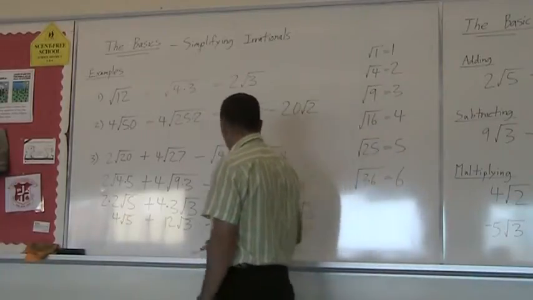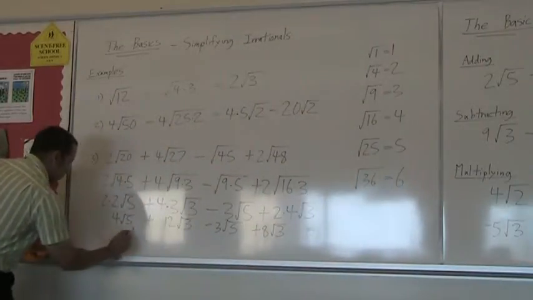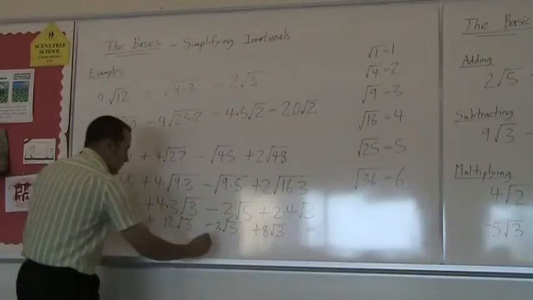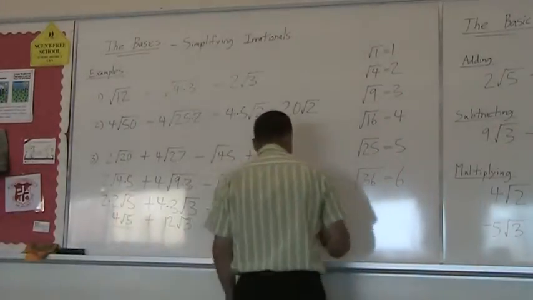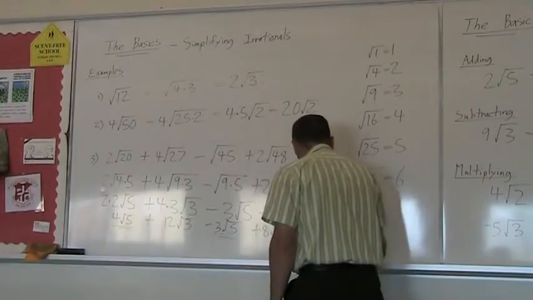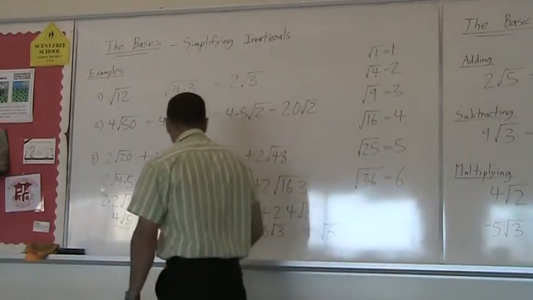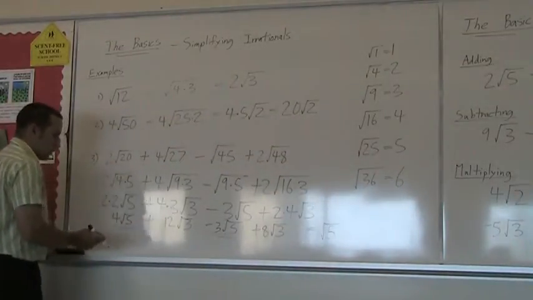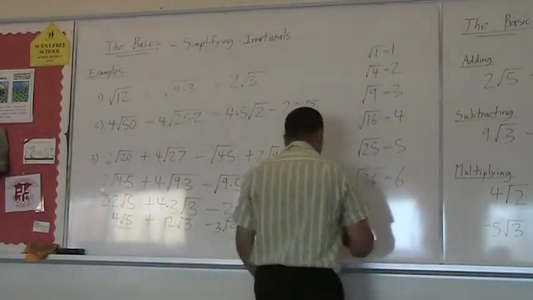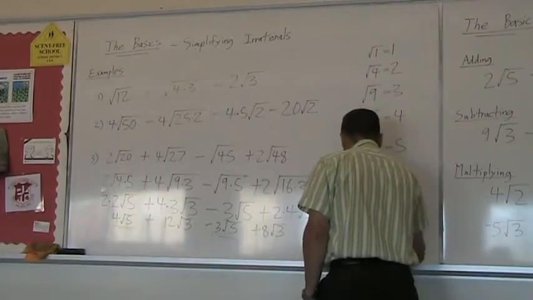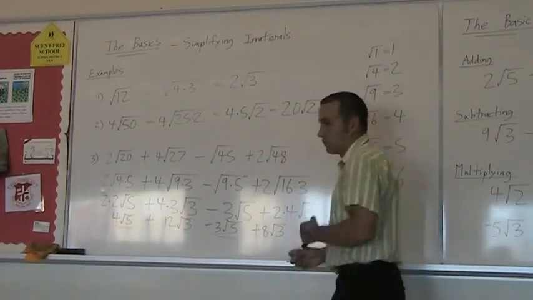So I'll combine the square root of 5. I have 4 square root of 5 subtract a 3 square root of 5. That leaves me 1 square root of 5, or just square root of 5. Then I look at my square root of 3, so I have 12 square root of 3, plus an 8 over here, so plus 20 square root of 3. Now I'm done.